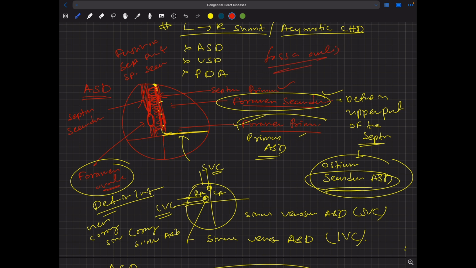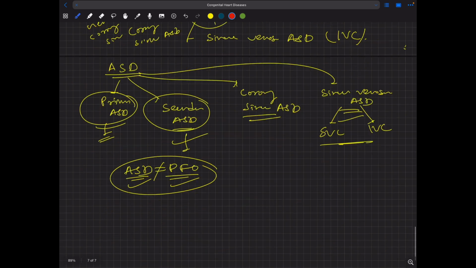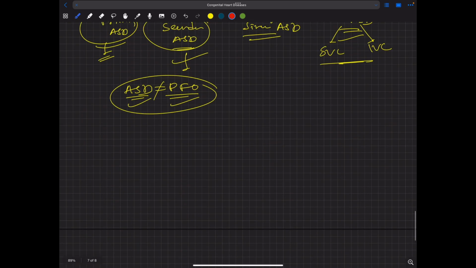Closure of the foramen ovale leads to formation of the fossa ovalis. Suppose this is our septum primum and this is septum secundum. I am doing it in a different color. This is septum primum, suppose this is septum secundum. In septum secundum we have a defect, this is called foramen ovale.